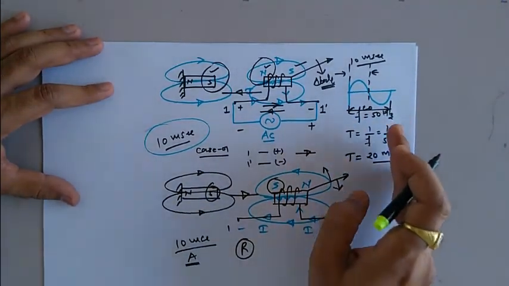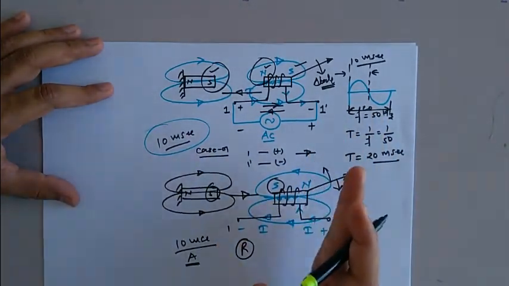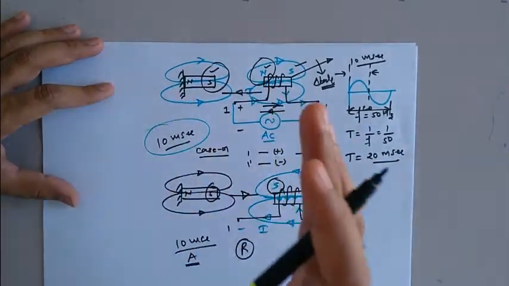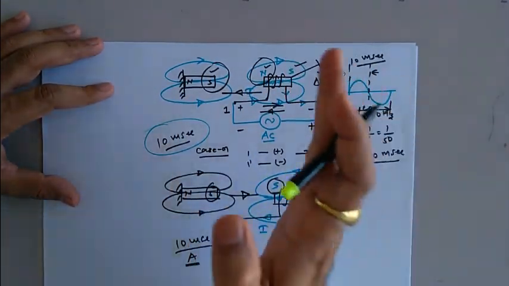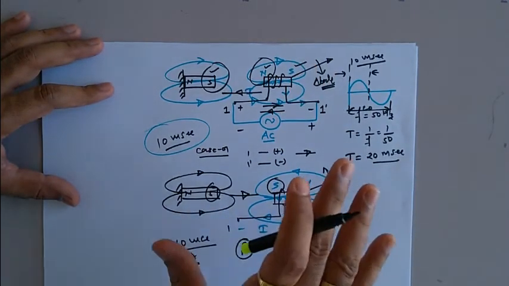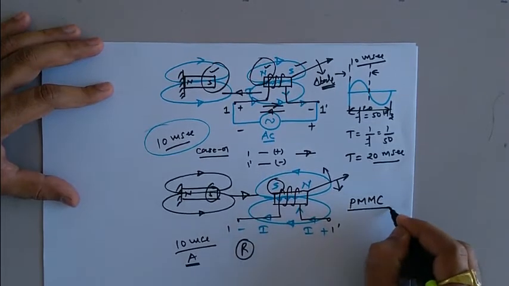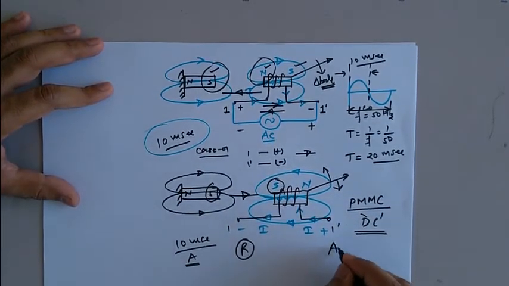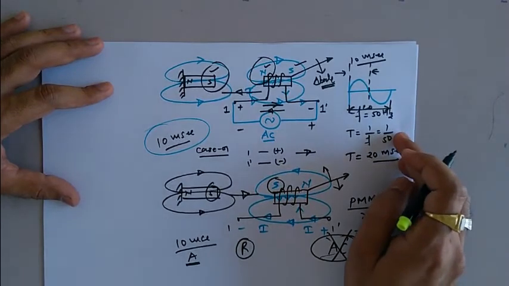If I am talking about 50 hertz, then 50 hertz will change frequently, but if I look at its response in the mechanical domain, because of its inertia this pointer will not produce any output either in clockwise direction or in anti-clockwise direction. So from this example, it is very clear that PMMC type instrument will work only on DC. They will not work on AC. Why they will not work on AC? Because of their frequency component.